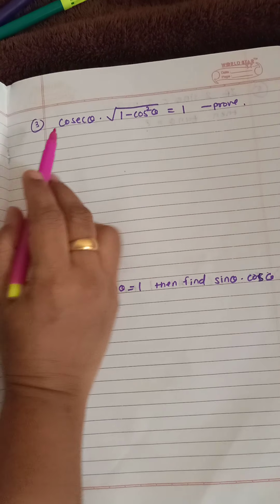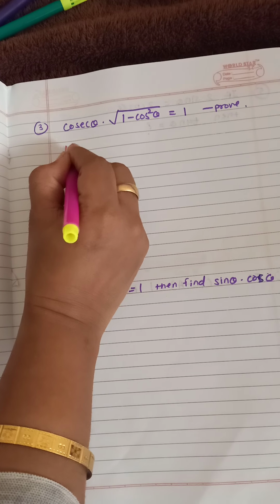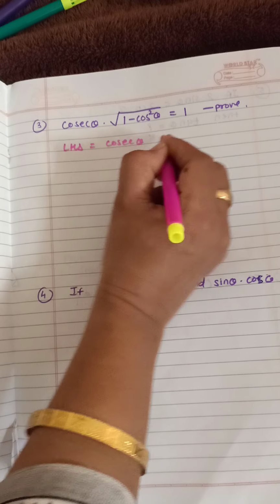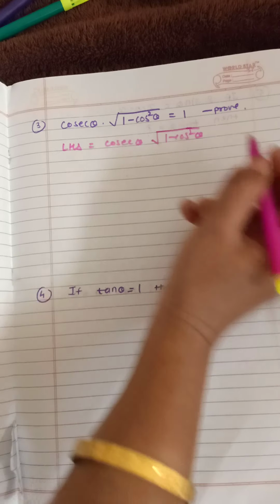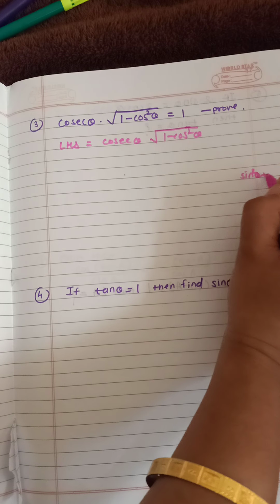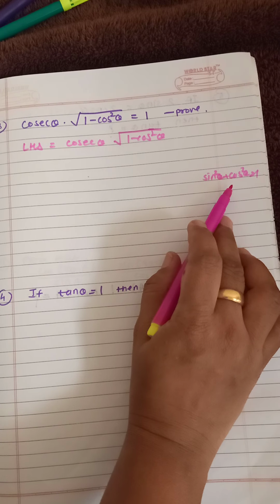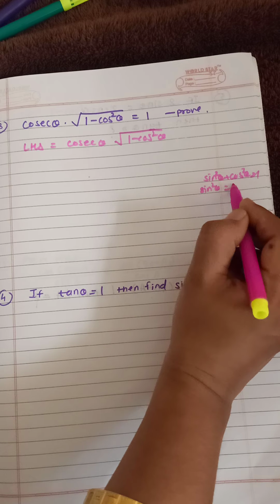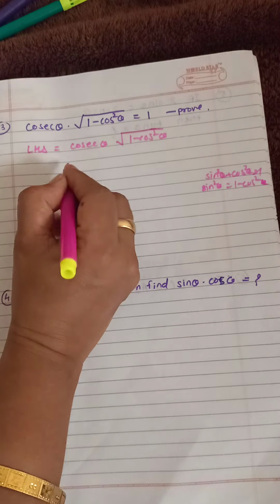Now we have to prove that cosec theta into the square root of 1 minus cos square theta is equal to 1. So to prove, we have to take LHS and RHS. First we'll write LHS: cosec theta into square root of 1 minus cos square theta. Now we know the formula sin square theta plus cos square theta is equal to 1. If we bring this cos square theta to that side, it will become sin square theta is equal to 1 minus cos square theta. So for 1 minus cos square theta, we'll write sin square theta.